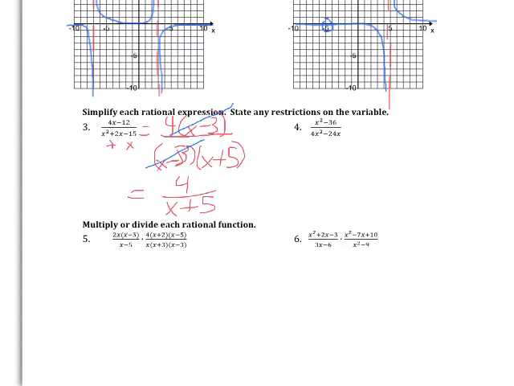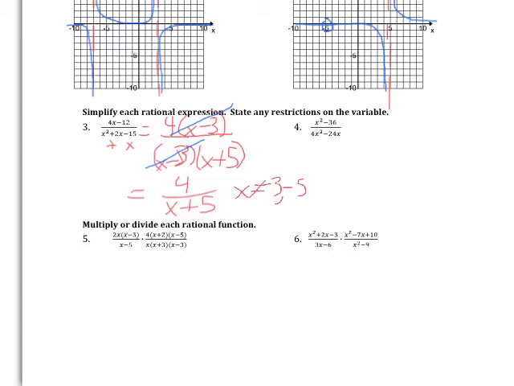Now, it says to state any restrictions on the variable. Again, that's basically the same concept as a vertical asymptote in a hole. It's just any number that causes 0 to be in the denominator. So it's just the opposite of these two numbers. And so I would basically go off to the side and I would say x is not allowed to be, so x is not equal to 3 or negative 5. Those are my restricted values.